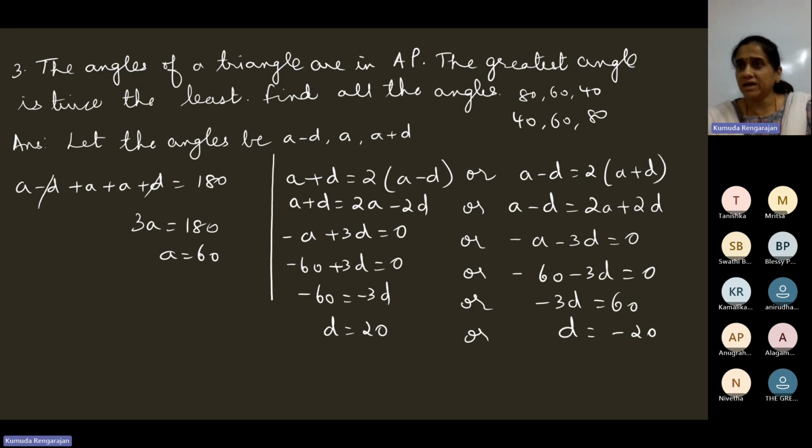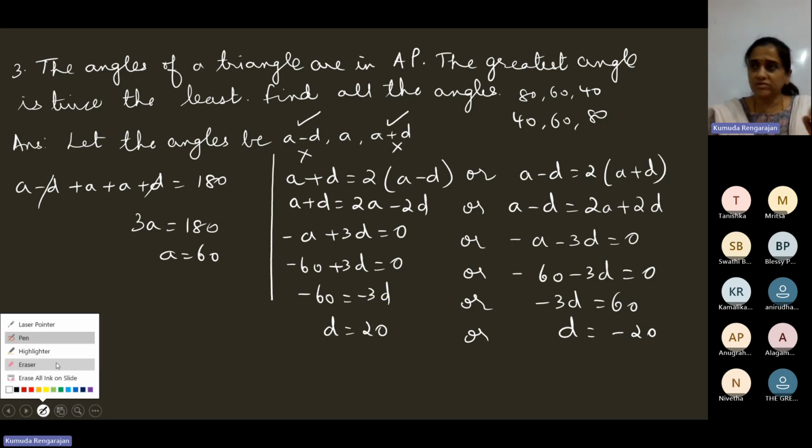The numbers A minus D, A plus D, because they are in AP, will be in increasing order like 10, 20, 30 or decreasing order 30, 20, 10. So if this is the greatest angle, this will be the least angle. Since they're in AP, if the first one is the greatest angle, the last one is the least angle. If the last one is the greatest angle, then the first one is the least angle. So we have to take both the cases.